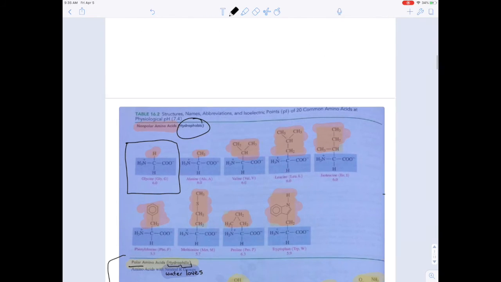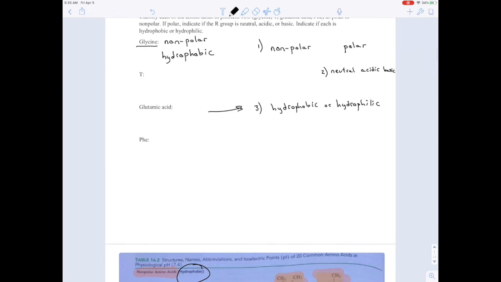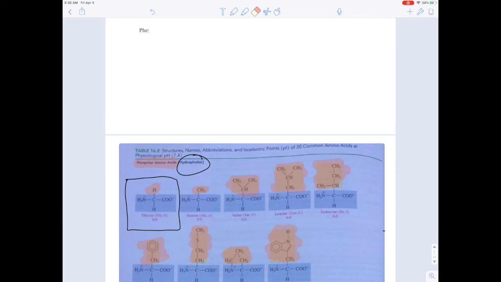However, for both of these, we have to say whether it's hydrophobic or hydrophilic. Nonpolar is hydrophobic because water is polar and like dissolves like. So a nonpolar molecule will not dissolve in it. It will be afraid of it. It will be hydrophobic.